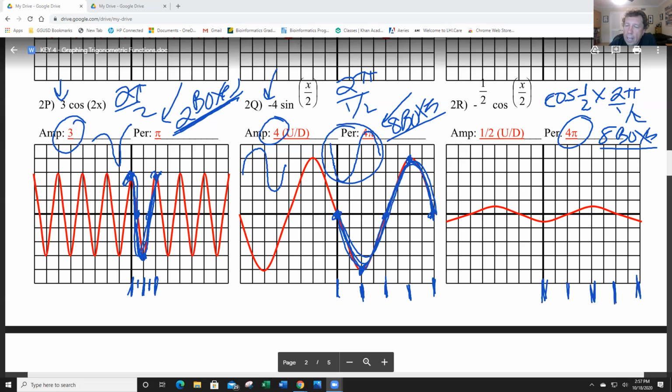Cosine is normally this, but because it's a negative, we have a reflection. It's going to start at its minimum, -1/2, then midline, maximum, midline, minimum. And it's going to look like this. All right, so that is amplitude and period for sine and cosine functions, section 4.1. Good luck.